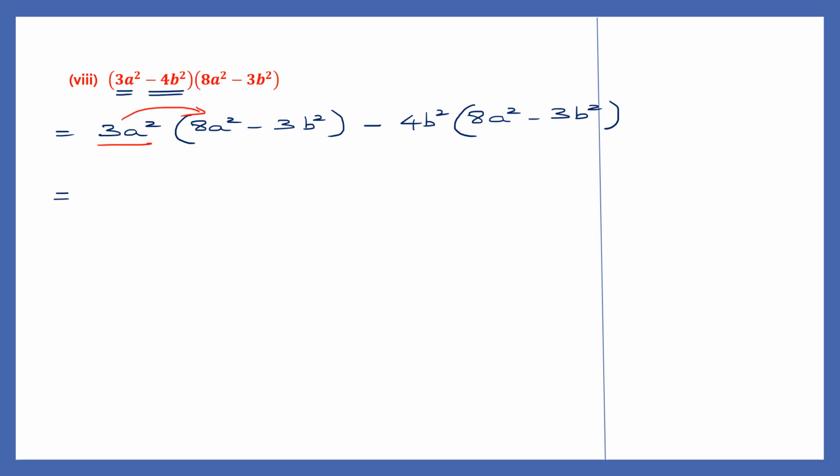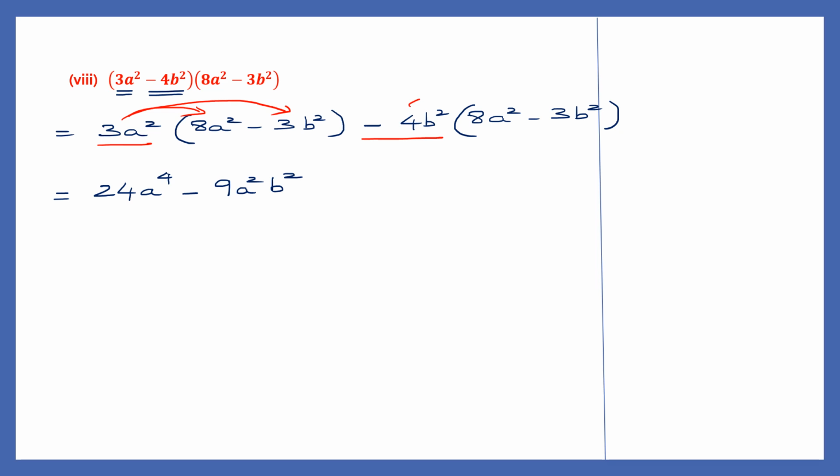3 into 8. 3 8s are 24. Then a square into a square is a to the power of 4. Now multiply this by minus 3b square. So that is minus 3 3s are 9. Then we have a square and b square. Let's go to the next one.